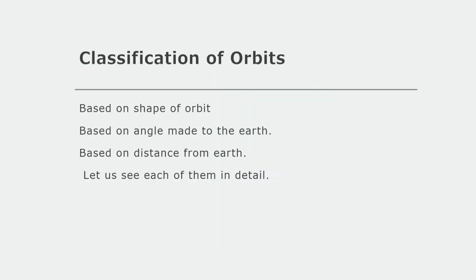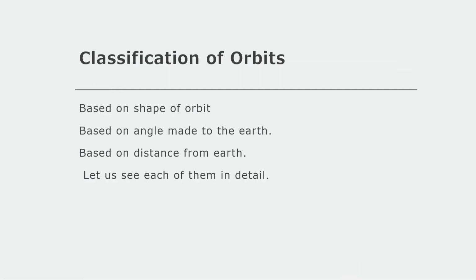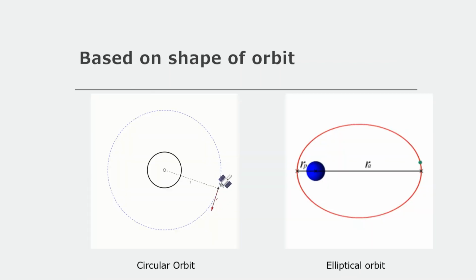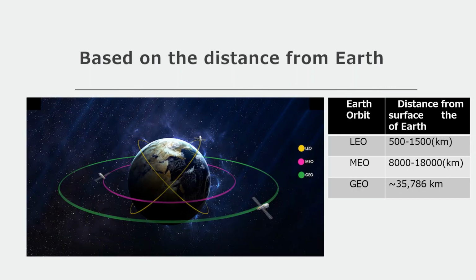I think we have covered major topics: what is uplink, what is downlink, what is footprint, and the types of orbit based on the classifications of shape, angle made to the Earth's equator, and the distance from the Earth's surface.